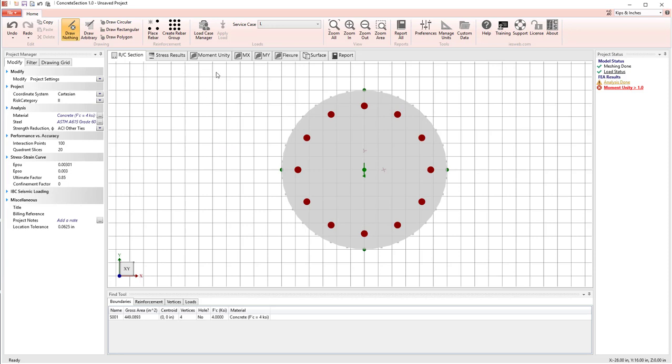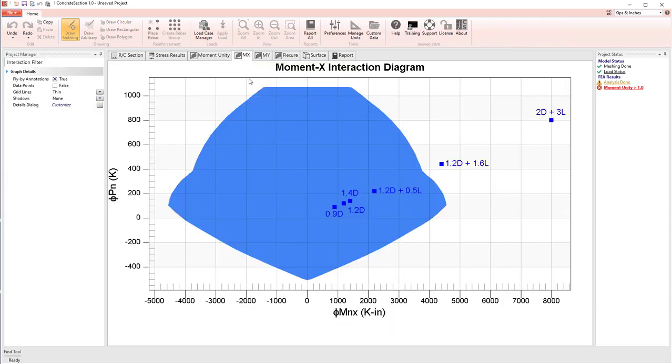In the ConcreteSection tool, if we look at the interaction diagram capacities available, we'll see that, for instance, in the moment X interaction, we plot these factored values on the interaction diagram, and you can get an idea of how close you are to capacity values. You can see several lie inside the diagram, which means they're safe, and we have a couple that lie outside the diagram, which means they don't meet the capacity requirements.